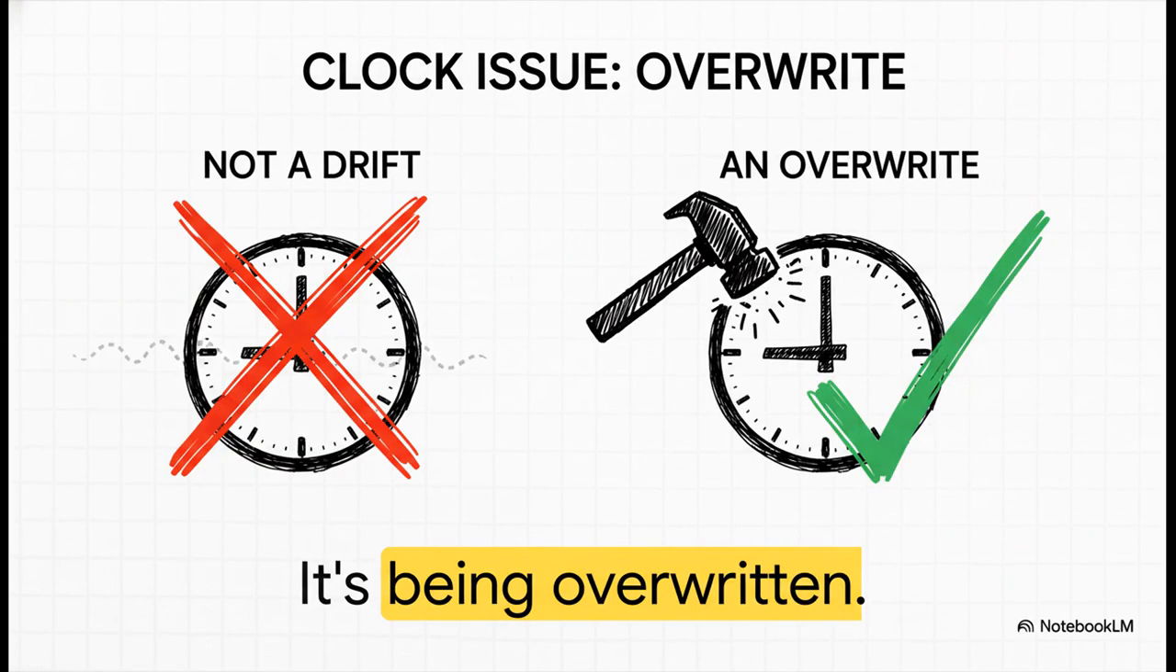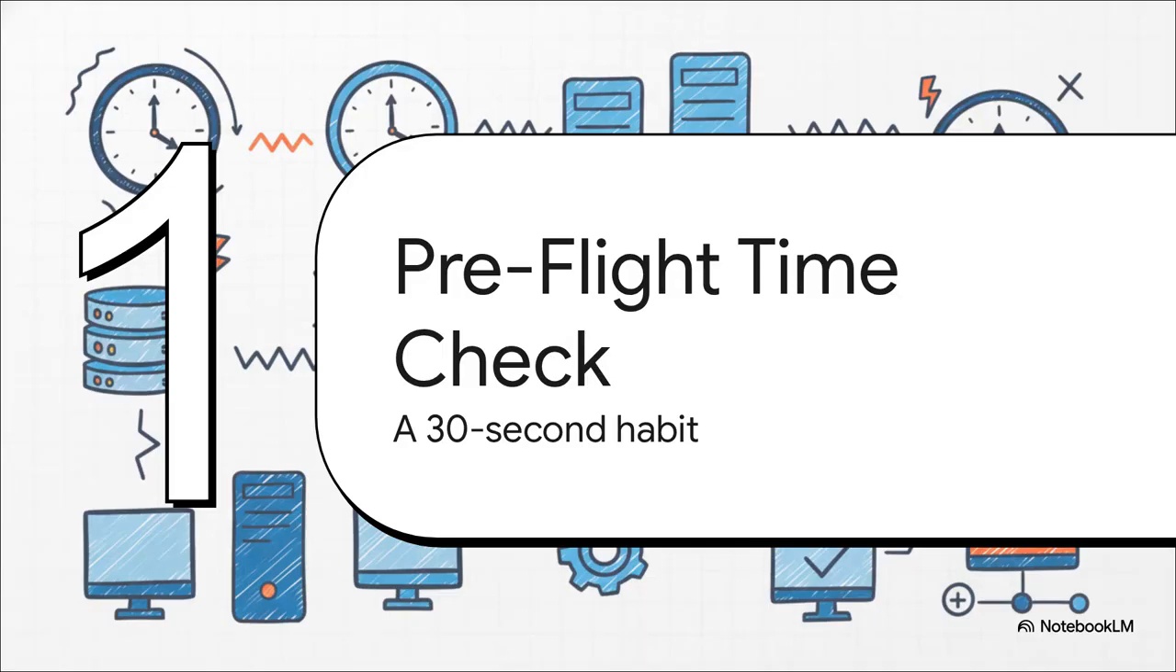So remember, the real problem isn't that your clock is slowly drifting over a few days. That's not it at all. It's that after an event like waking from sleep, some other service is forcibly overwriting the correct time. It is an overwrite, not a drift. That's the whole game.